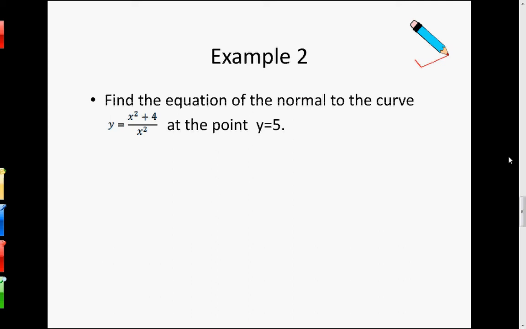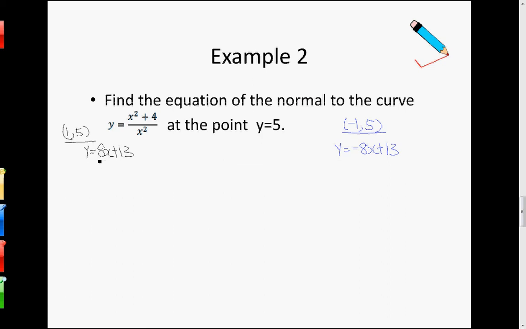We realize that we have actually done this in example 1. We have already found the gradient of the tangent as well as the equation of the tangent. So let me just copy down the equation of the tangent for you. Okay, I have copied them down. This one would be for the point (1, 5) and this one would be for the point (-1, 5). Now I want to find the equation of the normal.